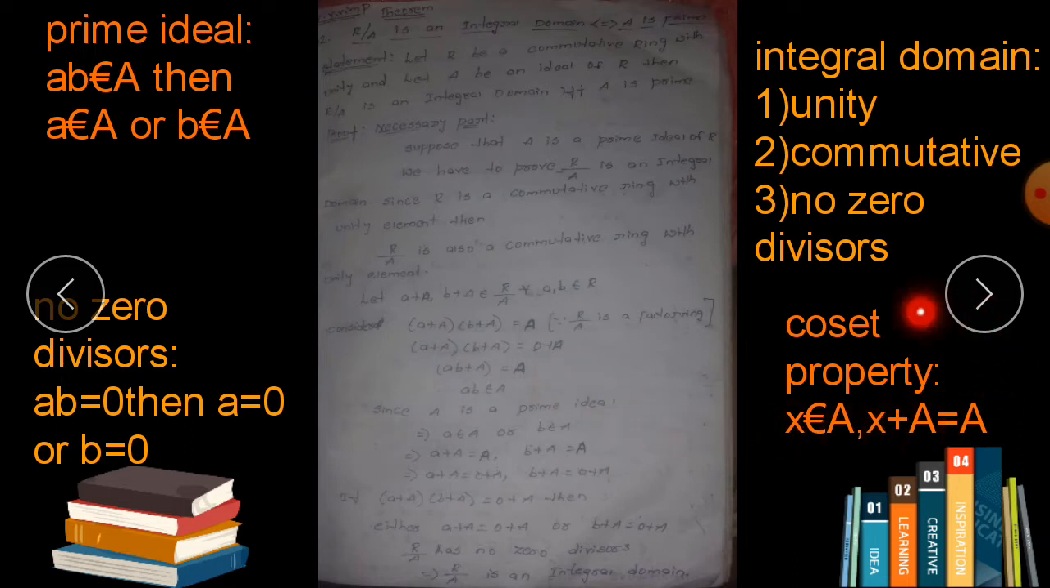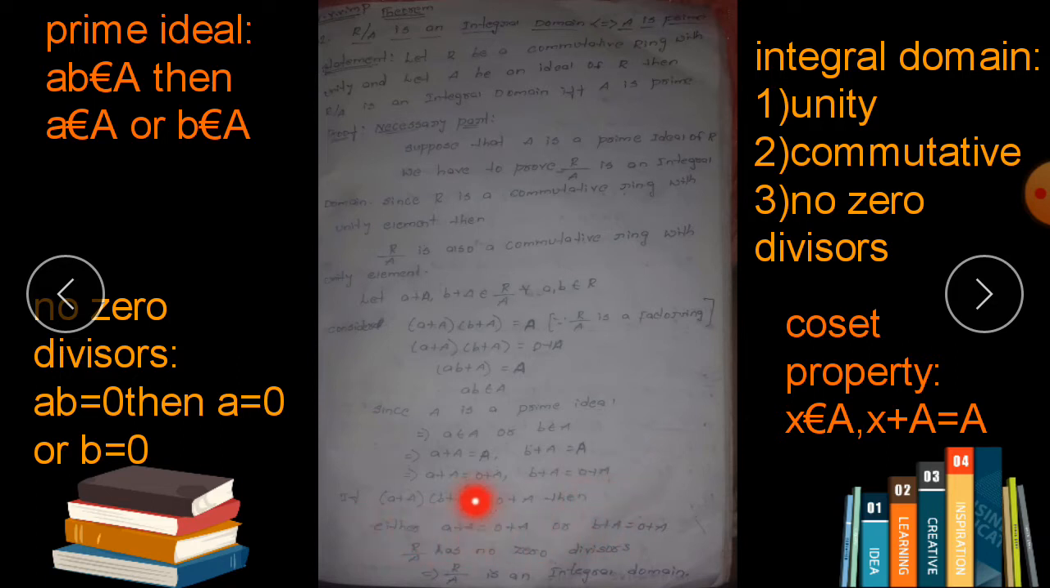Now you see this property: if x plus A equals A, we are writing x belongs to A. Same property we are using here. Instead of x, ab is there, so ab belongs to A. Since A is a prime ideal, see the definition of prime ideal: if ab belongs to A, then a belongs to A or b belongs to A. In the same way, A is a prime ideal, so we are taking a belongs to A or b belongs to A. Now using the property, we are writing a plus A equals A, b plus A equals A. Now write A as 0 plus A.